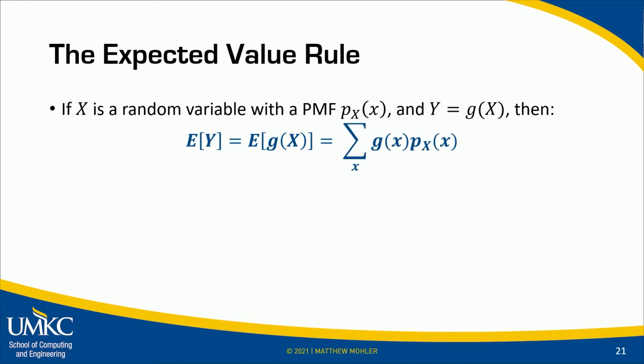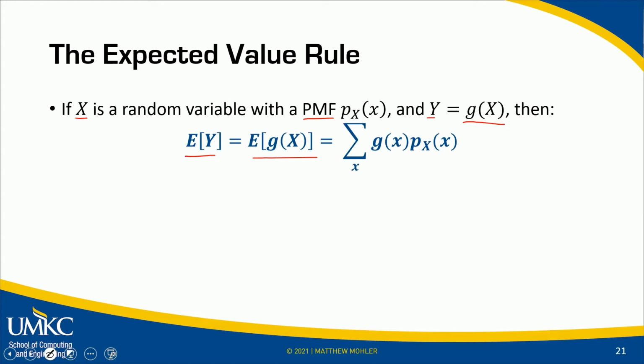that if we have some random variable x, and that x has a probability mass function, or a PMF, associated with it, that is the PMF of x, and then we have some random variable y that is a function of x. We'll call it some g of x. Then we can write that the expected value of y is the expected value of that function of x, that g of x, which makes sense.